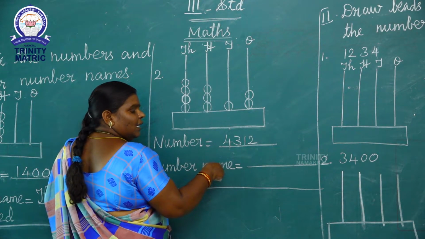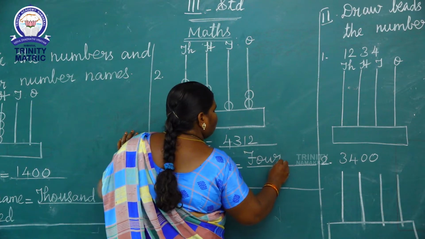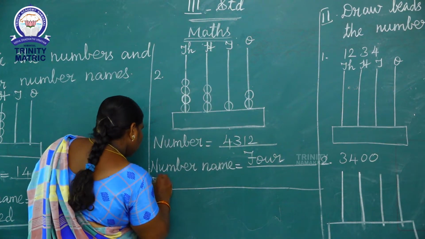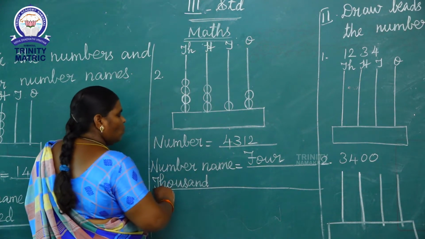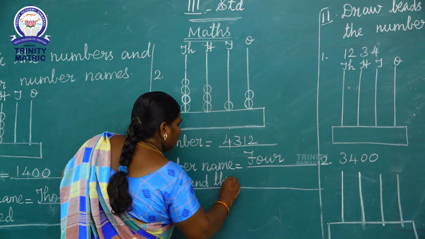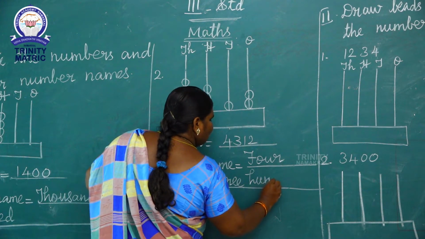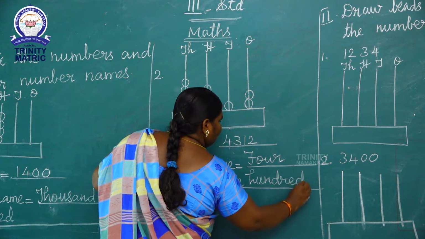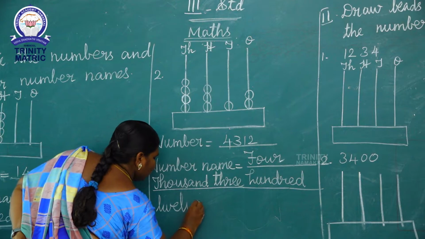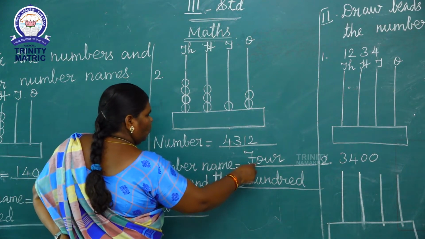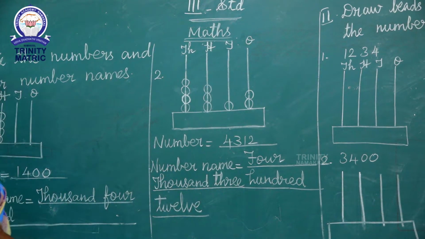4312. Write the number name. Say the spelling. FOUR, 4000. THOUSAND, 1000. 4300: THREE, 300. HUNDRED, 100. 12: TWELVE, 12. 4312.